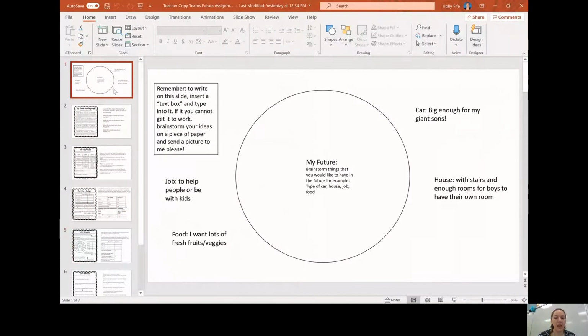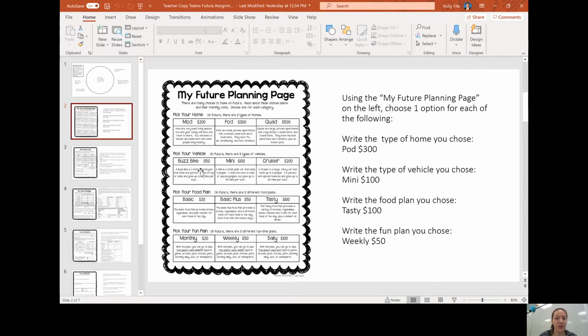Hey friends, I wanted to show you really quickly what it is we're working on today. Hopefully yesterday you got into your Futura simulation packet or online on Teams. You were supposed to brainstorm things that you wanted for your future. Over here you were supposed to choose what type of home, vehicle, food plan, and fun plan you wanted, and find out how much each of those cost.